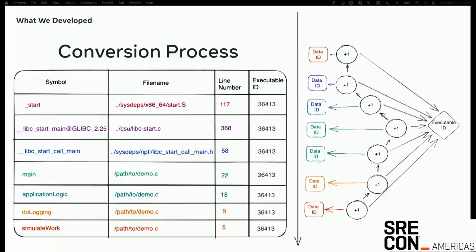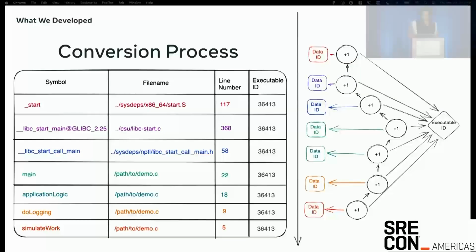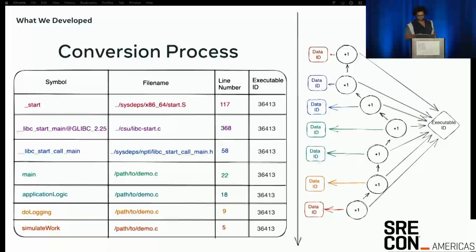This slide shows how we convert the stack snapshot we've been looking at into stack nodes. We first create stack node data IDs and executable IDs per the prior slides. We then invert the stack to enable traversal from the root at libc start to the leaf at simulate work. We then traverse this list, creating stack node IDs and using them to increment or create stack node records as is necessary.